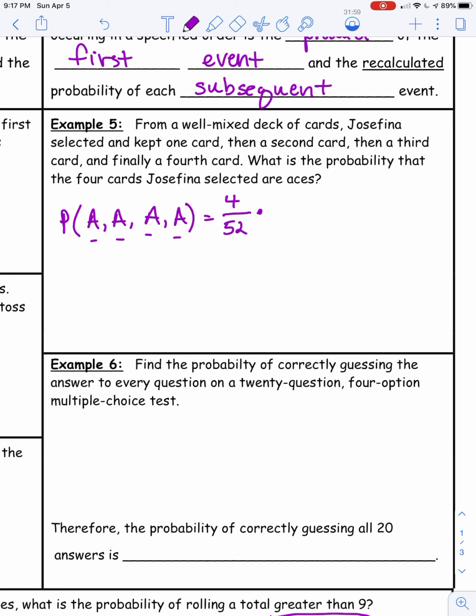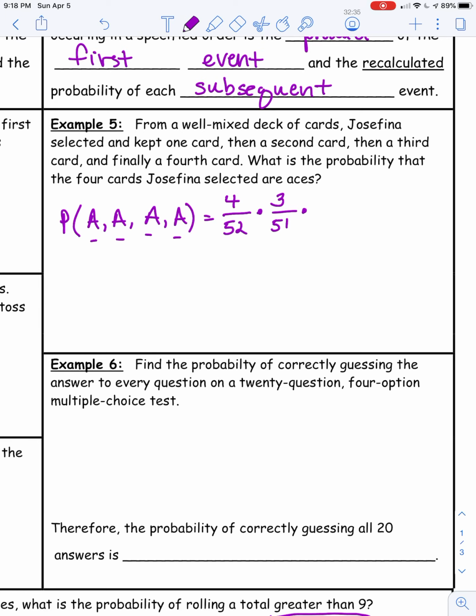The second event is now affected by the first event because now there's only 51 cards in the deck. She's not placing the card that she pulled out. She's not putting it back into the deck. She's holding it out. So the probability of the second event is affected by the first because there's less cards in the deck. Also, it's going to lessen the amount of aces that could possibly be in there because what if she did pull an ace out on that first pull? So her chances now on the second event to pull an ace are 3 out of 51.